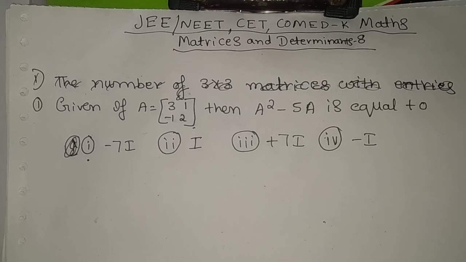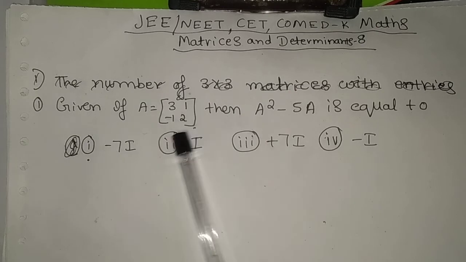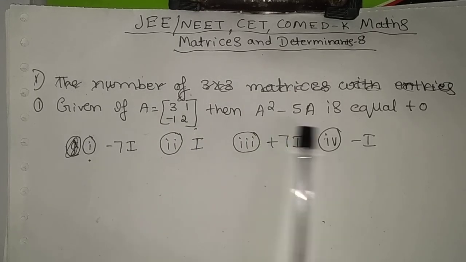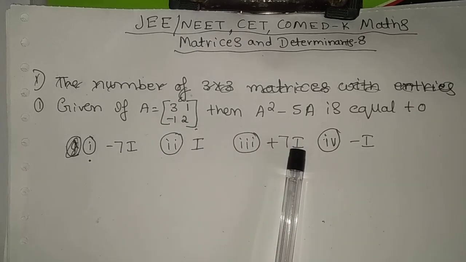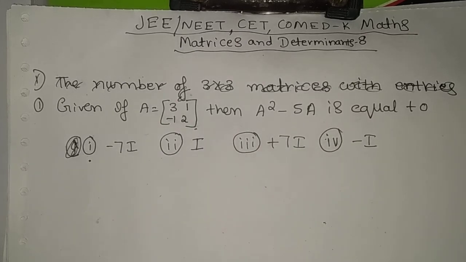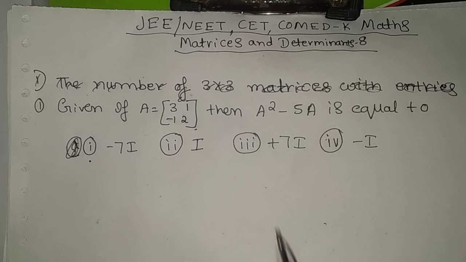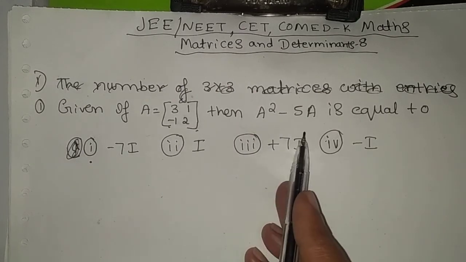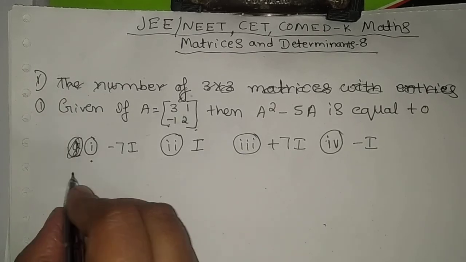In this class, we have the first problem. Given that A is a 2 cross 2 matrix, find A square minus 5A. There are 4 options, so we have to find out the correct answer. First, see the equation. The matrix is given. See the equation A square minus 5A. First we will take this one.